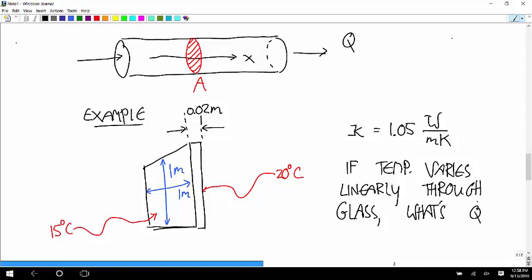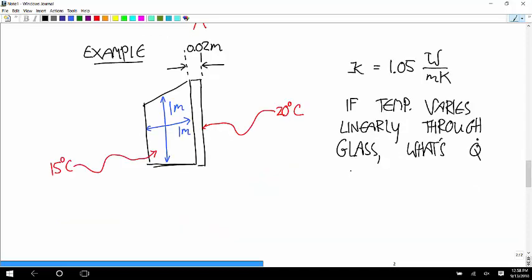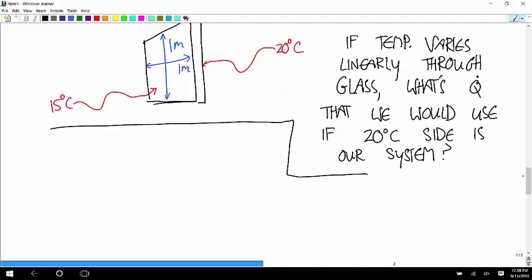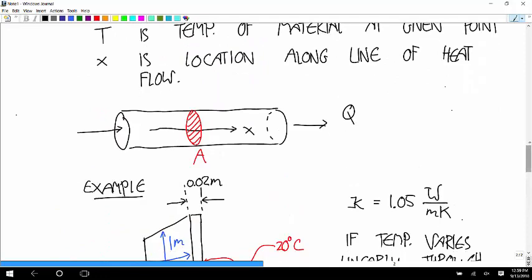We want to know what's the Q dot that we would use if the room is our system. So the 20 degrees Celsius side is our system. Okay, well, we know we're going to use this equation that says Q dot is equal to kappa times A times dT/dx. Did I leave off a negative? Yeah.